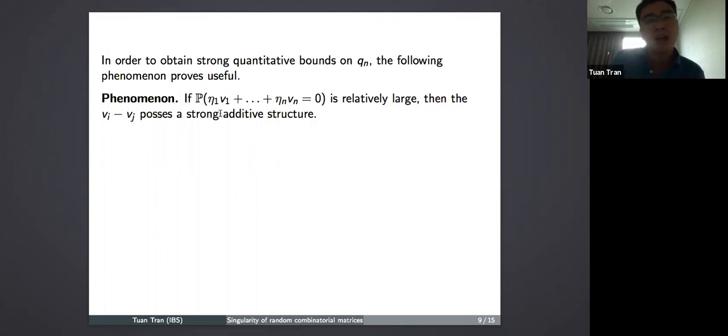It says that if the atom probability is relatively large, so I will not quantify what this means, then these conditions should imply that the different vectors V_i minus V_j must have a strong additive structure. So this is intuitively obvious, because if this probability is big, then this random sum hits zero with many choices of the eta, so many sums are equal. So it just implies that the coefficient vector should possess a strong additive structure.